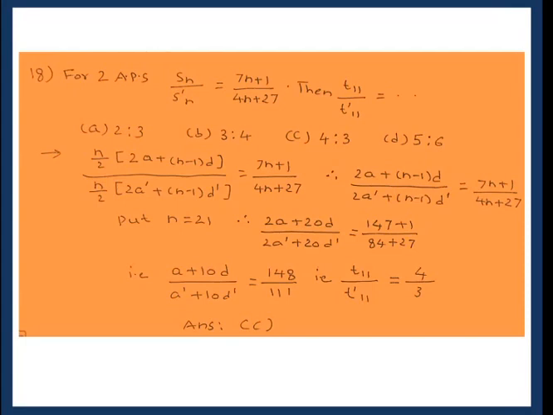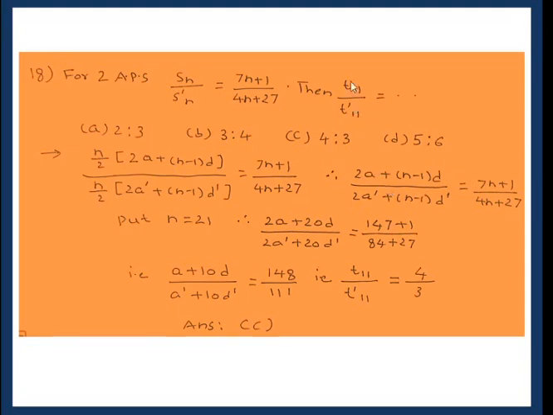Now this is again an interesting sum. For two arithmetic progressions, the ratio of the sum of the first n terms is given. We are asked to find the ratio of their 11th terms. Remember, these are two different arithmetic progressions, so the first terms are different and the common differences are also different. What is the same? The total number of terms is the same in both cases. So I go for the formula for Sn, and I get this one. In the next step, cancel n by 2 to get this equation.